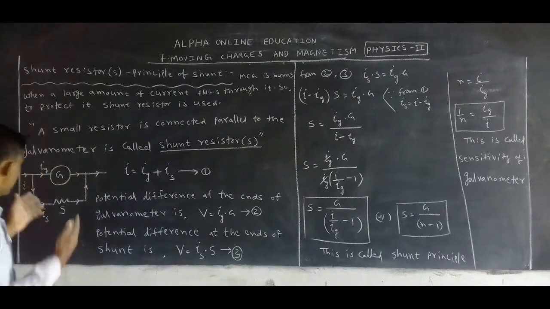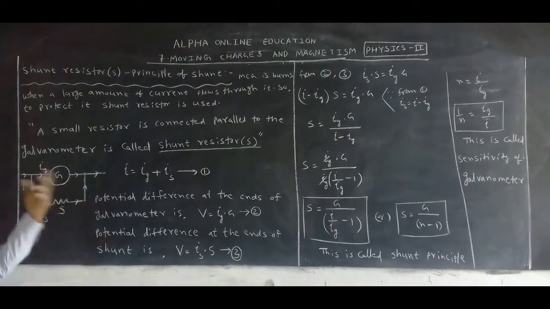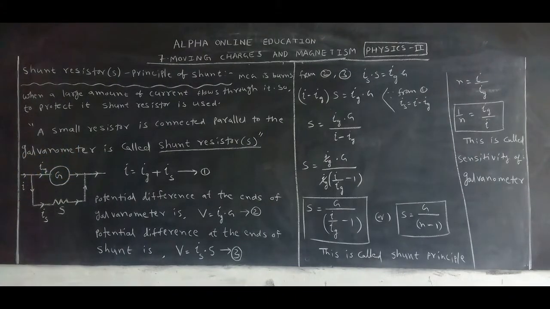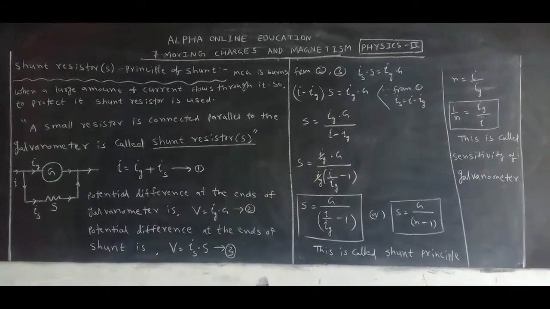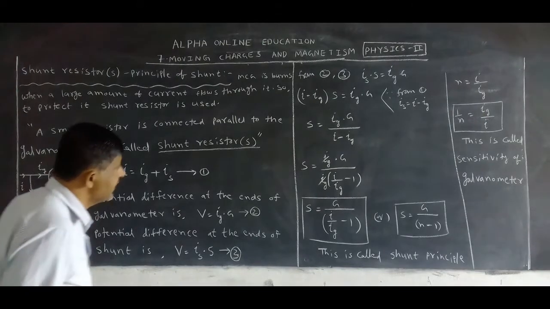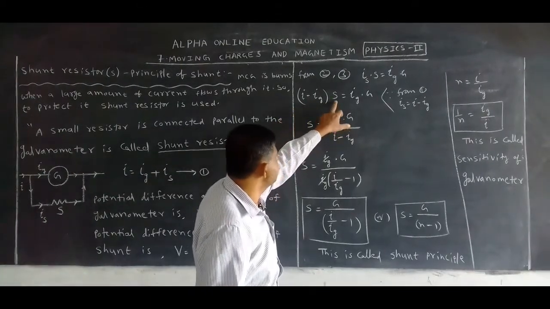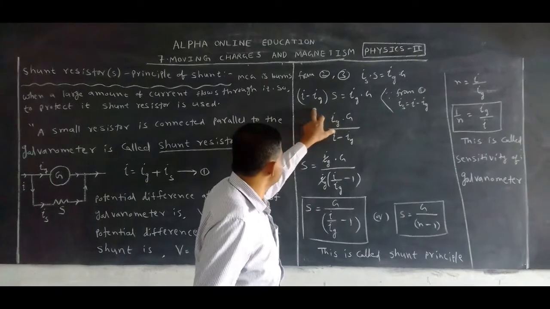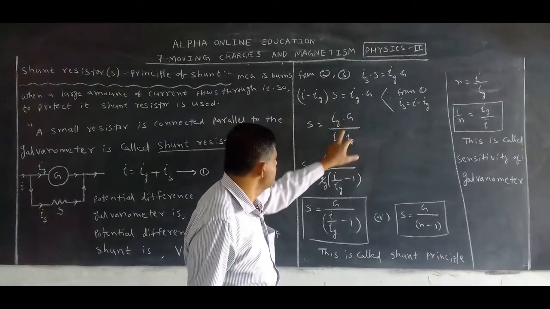We know that in parallel, the potential is the same. That's why equations 2 and 3 are equal. From 2 and 3, Is S = Ig G. Now from equation 1, how can we write Is? Is is I minus Ig. So (I - Ig) S = Ig G. Then S is equal to Ig G by (I - Ig).